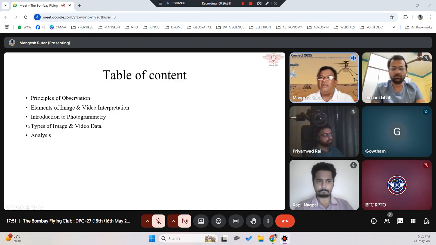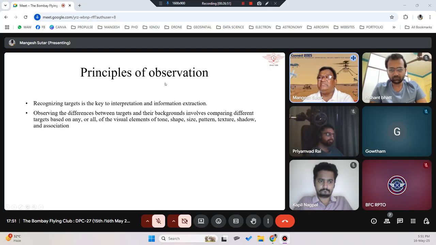Okay, so table of contents. One is principles of observation, elements of image and video interpretation, introduction to photogrammetry, types of image and video data, and analysis. Okay, so how do you see the benefits of this data? Principles of observation: recognizing the target is the key to interpretation and information exchange. So for what purpose are you actually capturing this image?